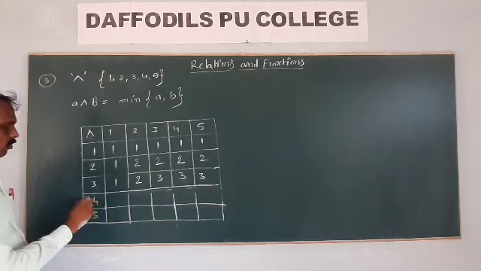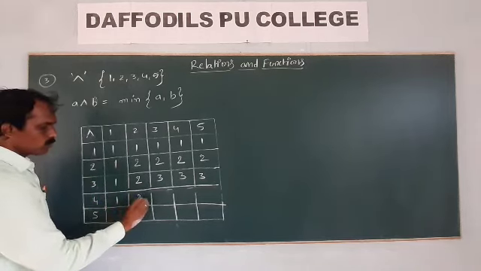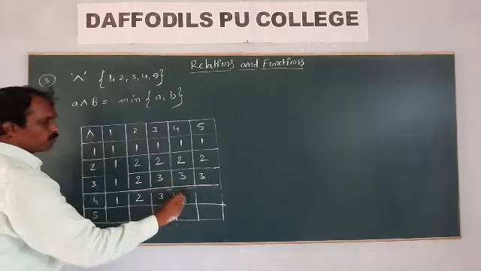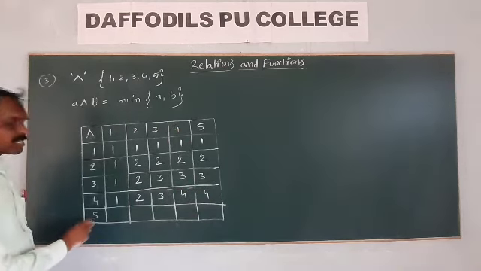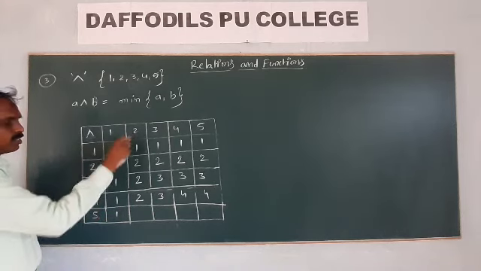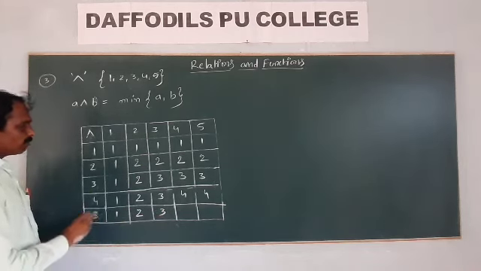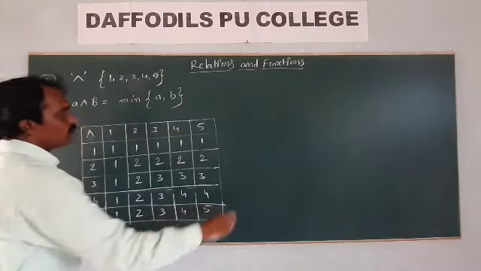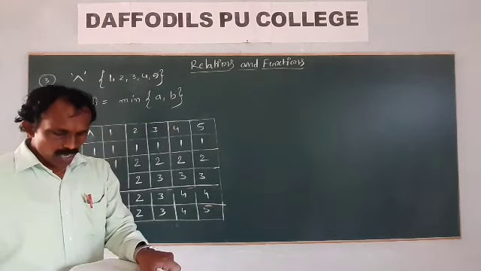Next with 4. The minimum of 4 and 1 is 1, of 4 and 2 is 2, of 4 and 3 is 3, of 4 and 4 is 4, and of 4 and 5 is 4. Next with 5. The minimum of 5 and 1 is 1, of 5 and 2 is 2, of 5 and 3 is 3, of 5 and 4 is 4, and of 5 and 5 is 5. So like this forms a table. They ask to write the operation table of the operation.